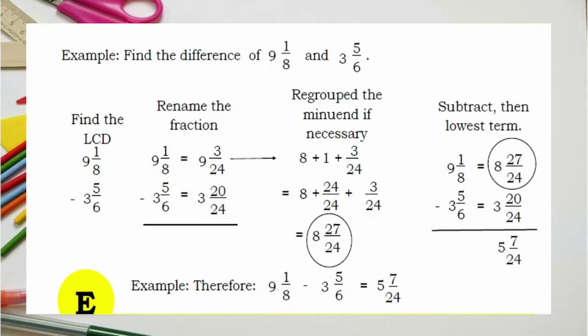Okay? So, meron ditong mga process. First, find the LCD. Rename the fraction, regroup the minuend if necessary, subtract the lowest term. So, kung titignan nyo, napakahirap. So, i-explain natin to one by one. Paano ba nakuha si 5 and 7 over 24? Okay? Gawin natin yung step by step ng nakasulat dito sa inyong module.